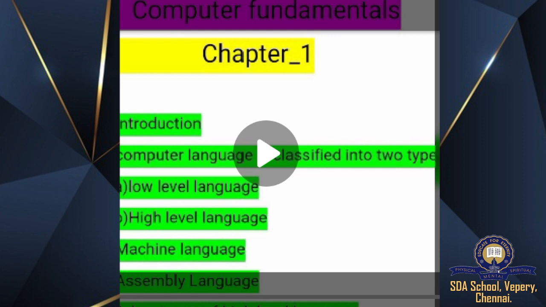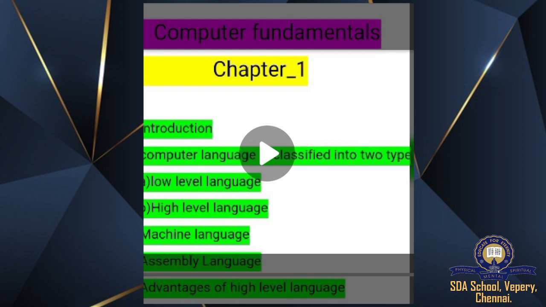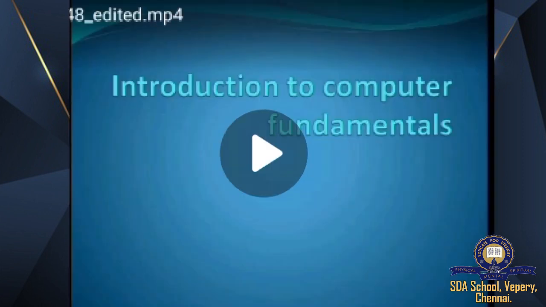And third point, machine language. Fourth point, assembly language. And fifth point, advantages of high level language. Then software and its types, and we are going to study about operating systems. All these things we are going to study in this lesson. Let us get into the introduction part. Introduction to computer fundamentals.